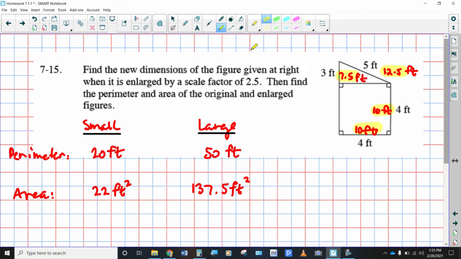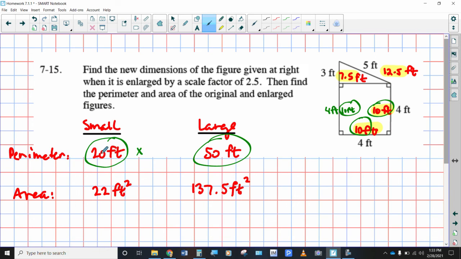So if we are going to find the perimeter of the original, we're going to add 3, 5, 4, 4, and 4. This is 4 feet there. So it's 12, and 8 makes 20 for the perimeter. For the large, it's going to be 10, 10, and 10 makes 30. And then 12.5 and 7.5 is 20, so that's going to be a total of 50. So notice that when you take our perimeter and you multiply it times our scale factor, you get the perimeter of the larger shape. That totally makes sense.